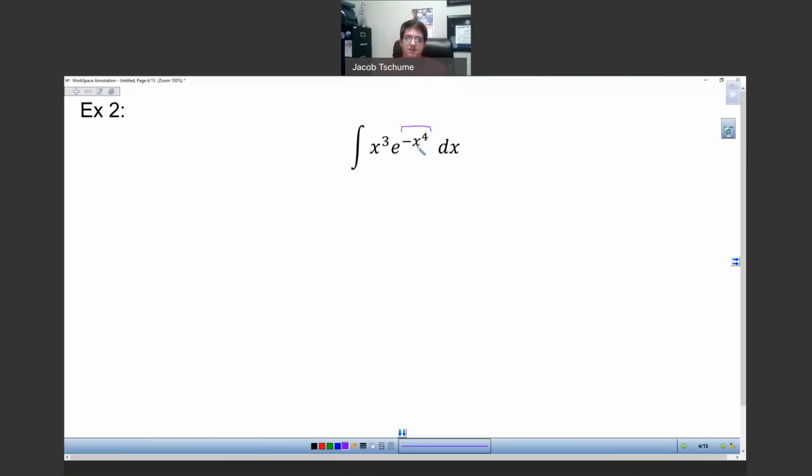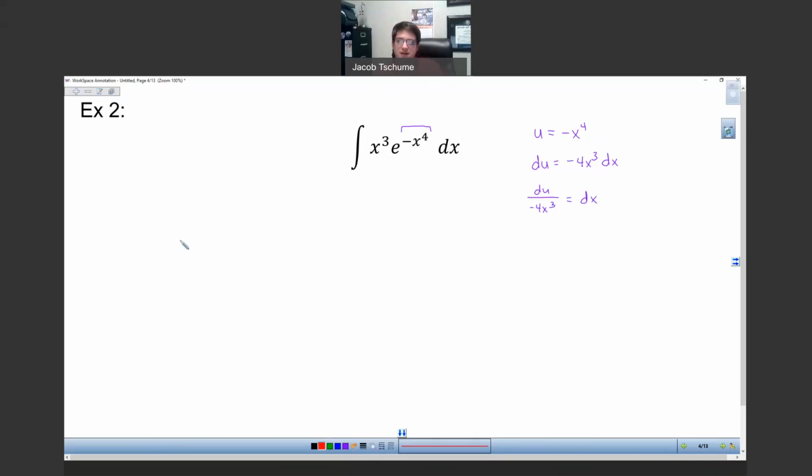That has to be something simple like an x or a u in our case. So when I do my u substitution here, I'm going to let u be the power of e. In order to convert everything into u's, I need to do my idea of differentials. The derivative of negative x to the fourth is negative 4x cubed dx. And if I solve for dx there, so I can plug it back in, I can say that du over negative 4x cubed is equal to dx.